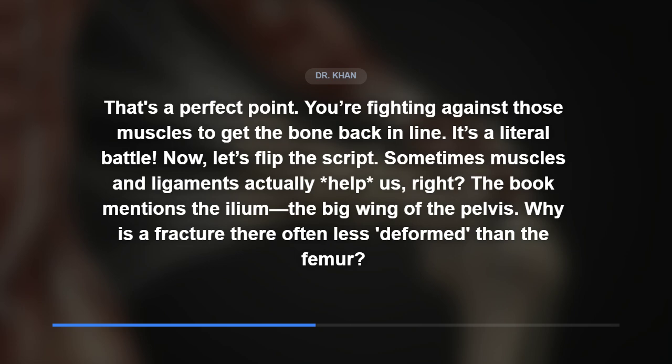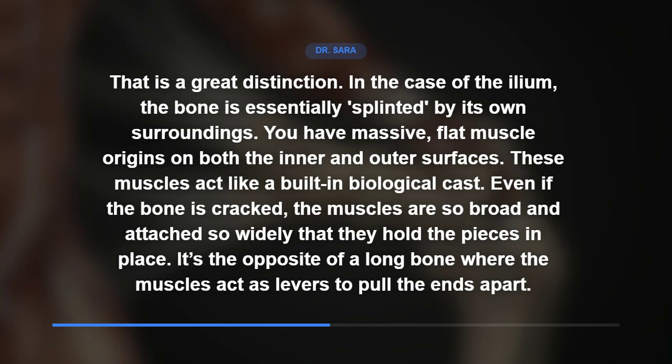It's a literal battle. Now, let's flip the script. Sometimes muscles and ligaments actually help us, right? The book mentions the ilium, the big wing of the pelvis. Why is a fracture there often less deformed than the femur? That is a great distinction.